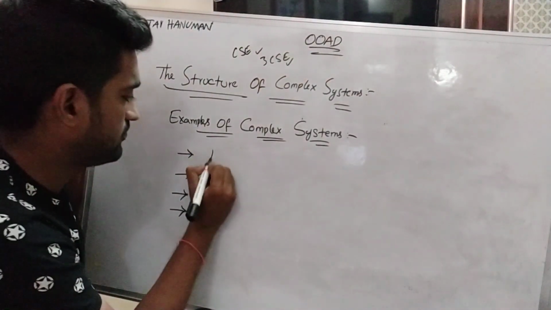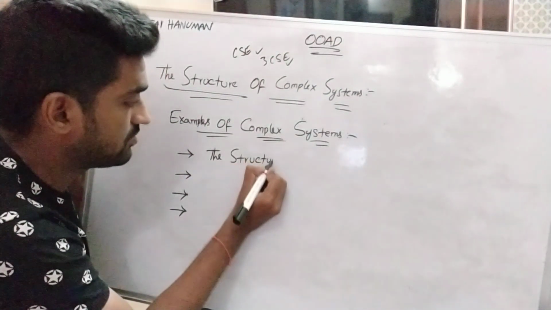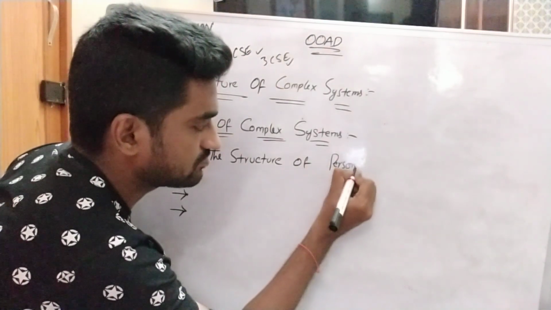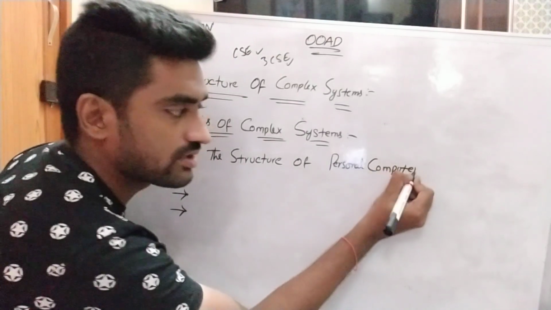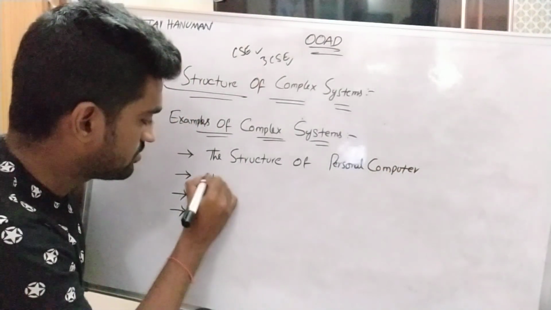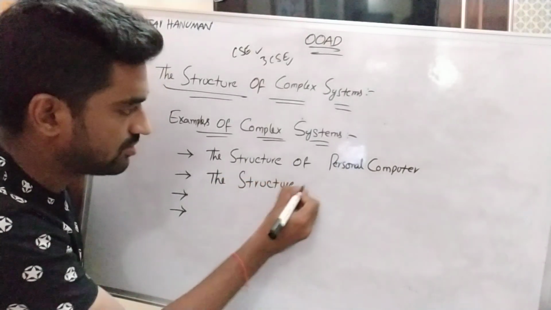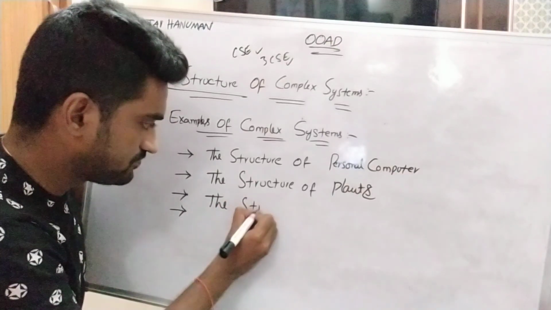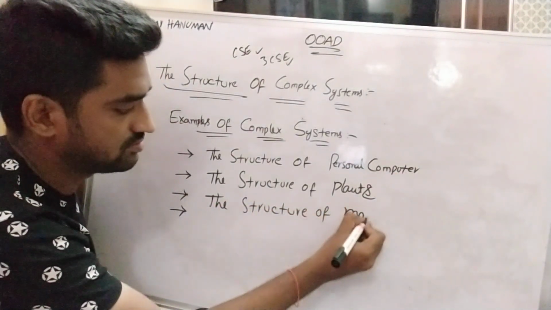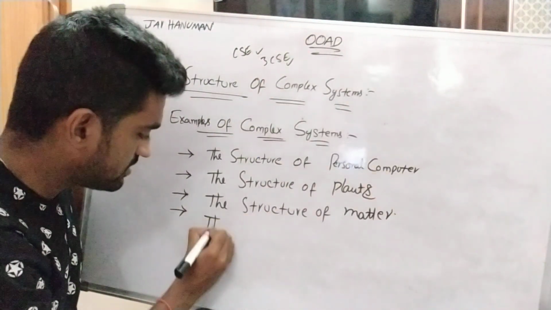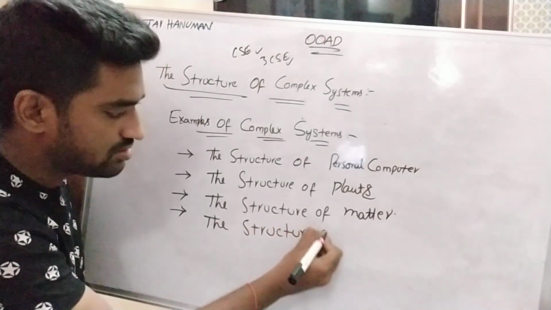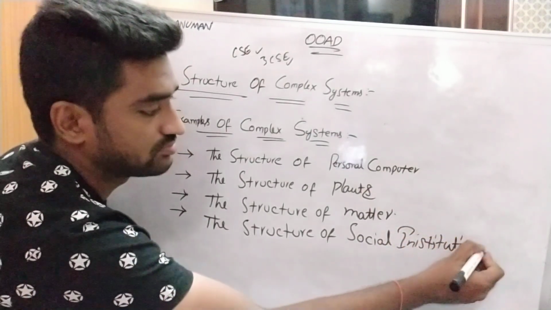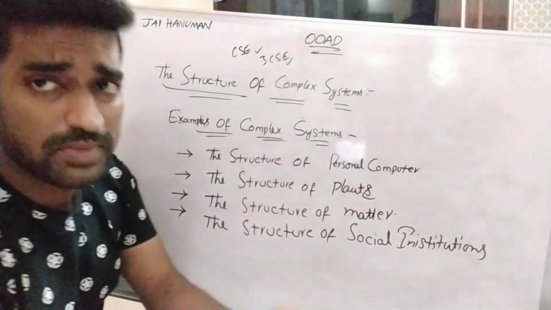So one is the structure of personal computer. The structure of personal computer, right? So our second example is the structure of plants. The structure of matter. And final example is the structure of social institutions. So these are the 4 real-time examples for complex systems.